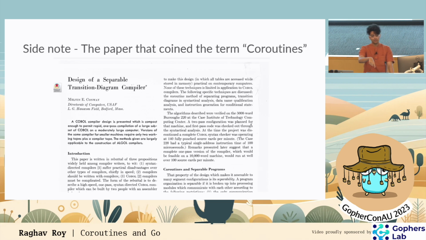Side note, this was the paper that actually coined the term coroutines, and I've linked to this. It's a super interesting read. It's about the COBOL 1-pass compiler, the design of a separable transition diagram compiler. It's a mouthful, but yeah, great paper.